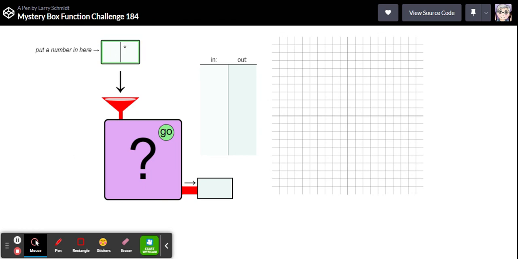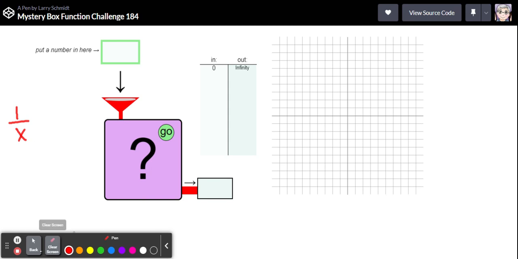All right, let's start with a 0. So 0 is giving us infinity, or the infinity error, and that's a clue that maybe we have a rational function because when 0 is on the bottom of a fraction, that's the kind of error you get. So it's maybe some variation of 1 over x. Let's put in some more numbers to see.